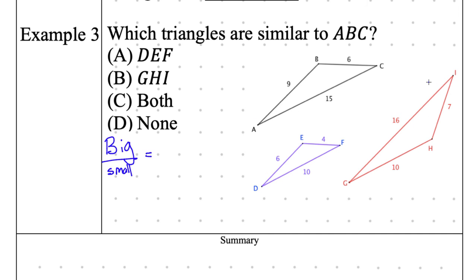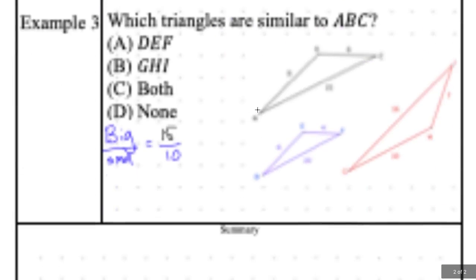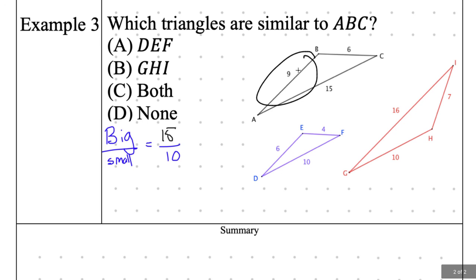So the big side, the black's 15. I'm just color coding my triangles. The black triangle had 15, and then the long side for the blue triangle was 10. I have to write all three of these. This theorem up here says all three of these need to be written down. Okay, the next one. The medium size length was 9. The medium size length, is it 6 or 4? It's 6. That should be equal to, okay, I should do the small. The small side of the big triangle is 6. The small side for the small triangle is 4. So 6 divided by 4.